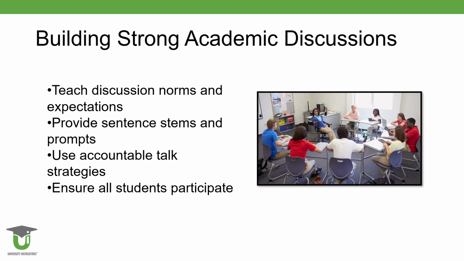To foster effective discussion and student voice, instructors need to establish clear norms and expectations for how students engage with one another. Providing sentence stems and prompts can help students articulate their ideas more clearly, while accountable talk strategies guide respectful, evidence-based dialogue. It's also important to ensure that all students participate, giving everyone a chance to contribute and hear multiple perspectives. These strategies create a structured environment where meaningful discussion and critical thinking can thrive.